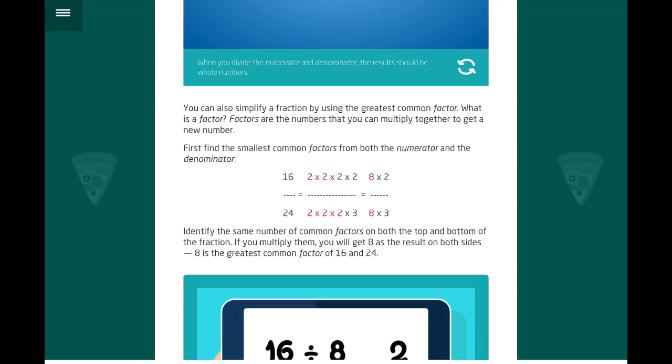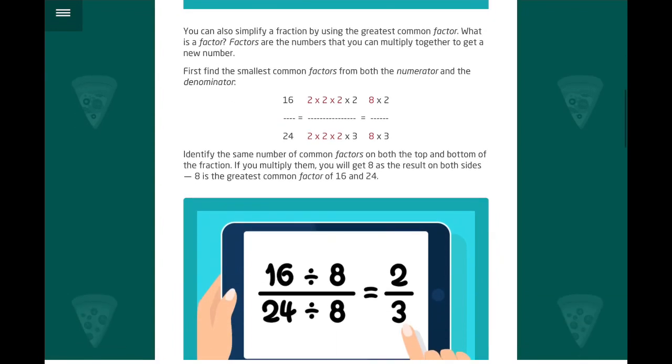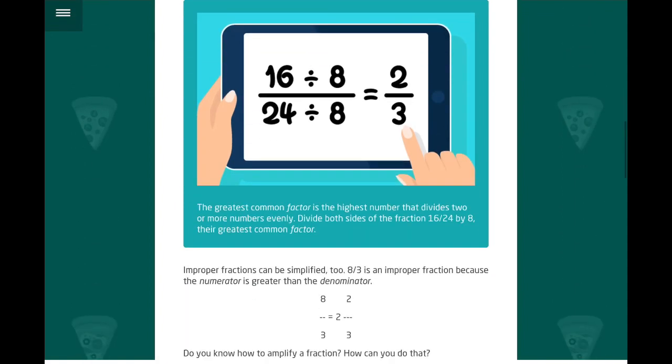First, find the smallest common factors from both the numerator and the denominator. 6/20, you see what they're doing. This part is multiplying 2 four times, and 2 three times, and the bottom part times 3. Identify the same number of common factors on both the top and bottom of the fraction. If you multiply them, you will get 8 as the result on both sides. 8 is the greatest common factor of 16 and 24.